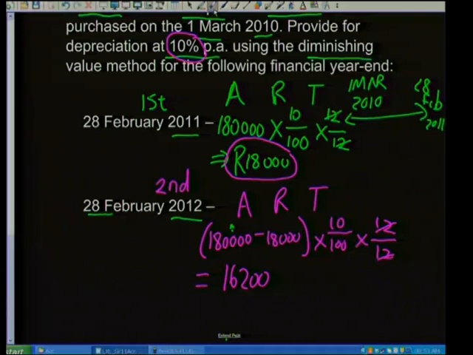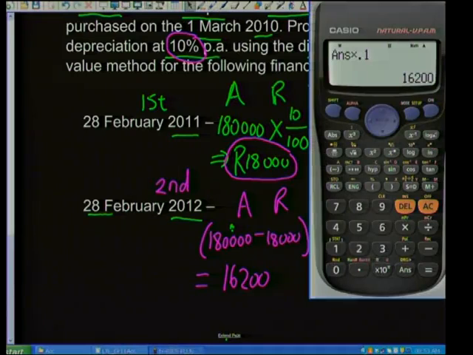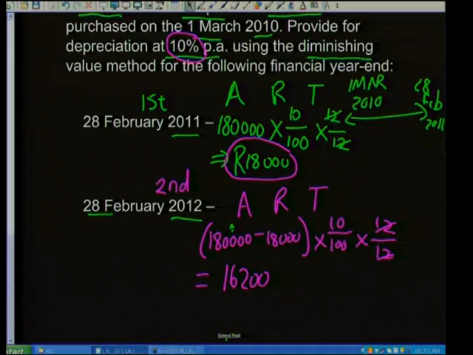Let's just double check that. Correct, 16,200. So for the second financial year, our depreciation amounts to 16,200. Okay, so if we look at, again, one more time, the diminishing value method, you're going to take your cost minus accumulated depreciation, and then you're going to multiply it by the rate, and obviously you're going to take time into account as well. Okay, so that's as far as your depreciation calculations are concerned.